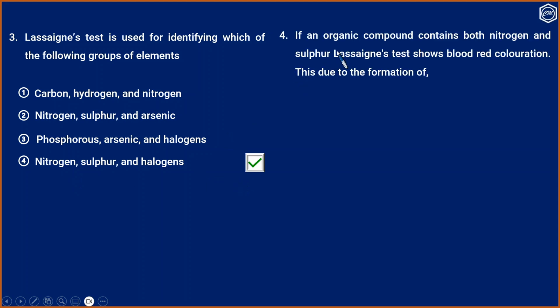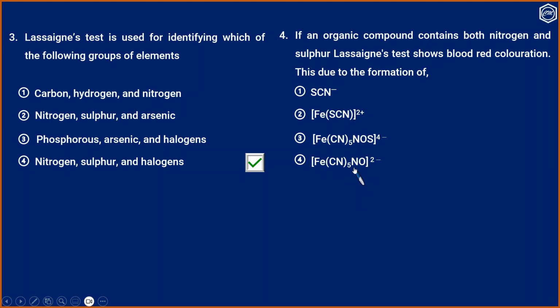Question 4. If an organic compound contains both nitrogen and sulfur, Lassaigne's test shows blood red coloration. This is due to the formation of: option 1, thiocyanate ion; option 2, FeSCN2+; option 3, Fe(CN)5NOS; option 4, Fe(CN)5NO. And the blood red color is due to the formation of ferric thiocyanate. So option 2 must be the answer. That is the correct answer.